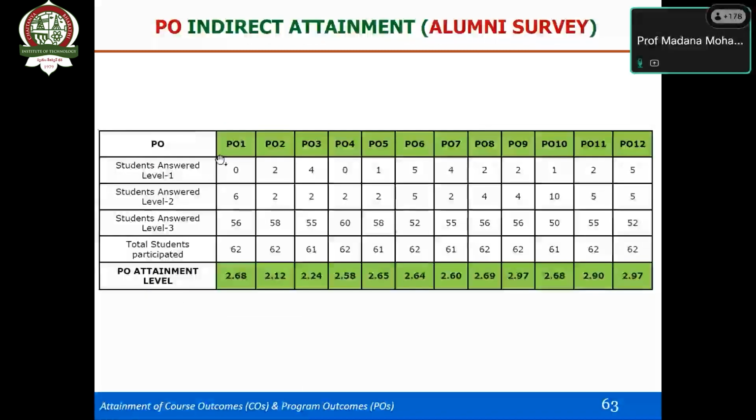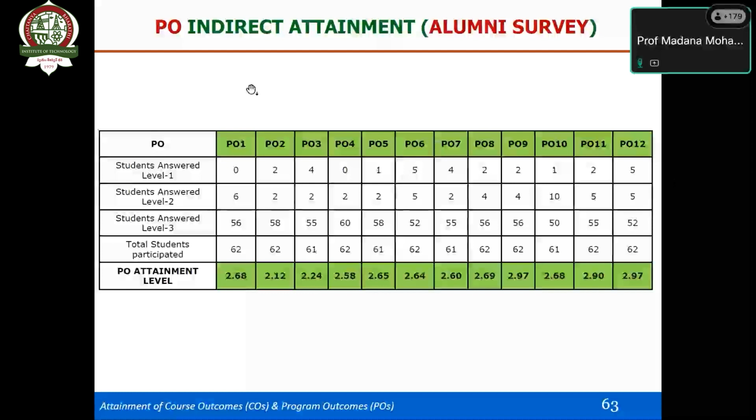Then the alumni survey is also the same. These are alumni survey responses. So here, for example, PO1, level 1, no one attempted, means 0. Level 2, 6. Level 3, 56. 0 into 1 plus 2 into 6 plus 3 into 56, whole divided by 62. You will get 2.68. Like that, all POs' indirect attainment for the alumni survey. Suppose you are having an employer survey also. In a similar fashion, you can compute.